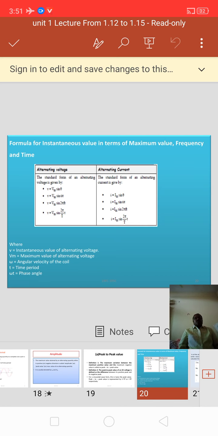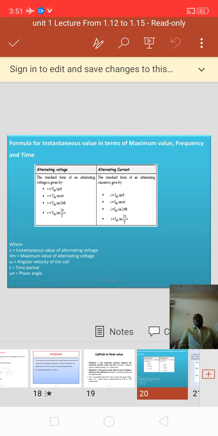So V equal to Vm into sine of 2 pi by T into t. Or, for alternating current, I equal to Im into sine of 2 pi f t, where f can be written as 1 by T, that is written as I equal to Im into sine of 2 pi by T into small t. These are the instantaneous value formulas in terms of maximum value as well as frequency and time period.